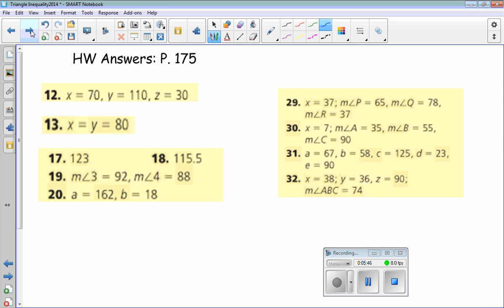Anyway, okay. Any questions on homework at all? Emma, do you see where you made your mistake? On 30? What's your 30? Is your angle A, I believe.